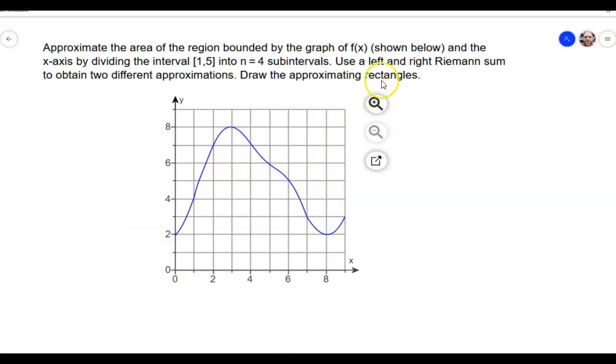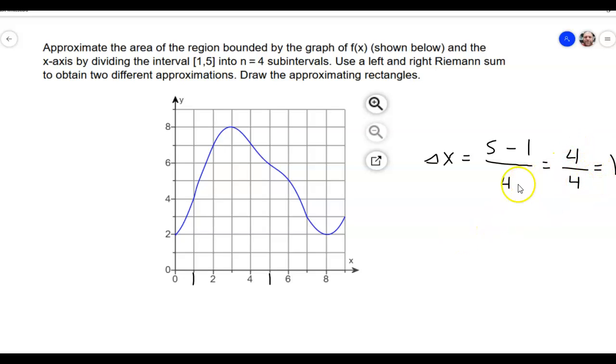So the first one says do a left Riemann sum, and what that means is we're going from 1 to 5, so from here to here, and we want to use 4 subintervals. So the formula for the delta x here is going to be the right endpoint, which is 5, minus the left endpoint, which is 1, divided by n, which is 4, and so that's just going to be 4 over 4, which is equal to 1.